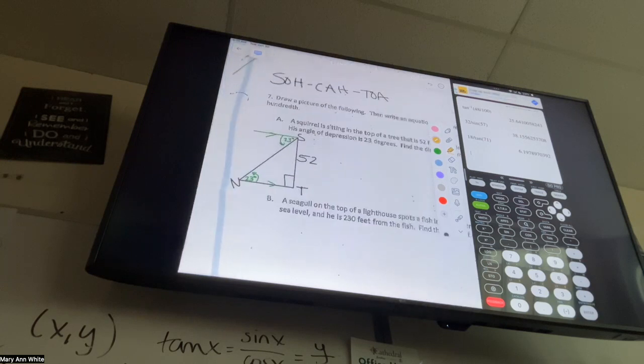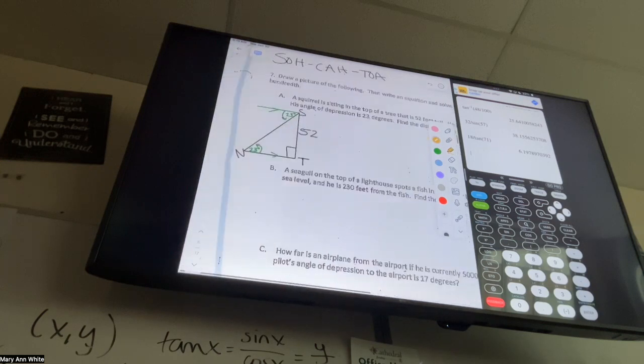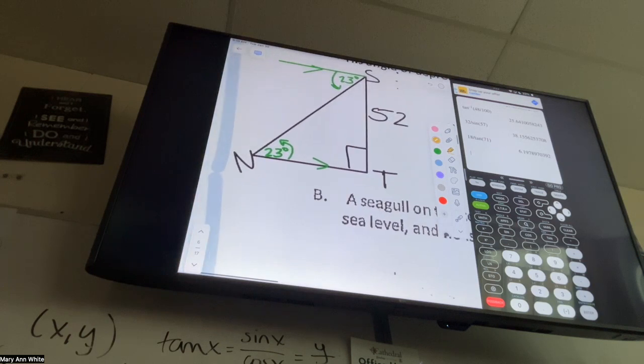And now my question is, find the distance from the nut to the base of the tree. That is going to be that bottom distance, the base, and I'm going to just write X there. That's why I label N and T and S, so I kind of know what's going on in the picture, and I don't just label any side X. It's from the nut to the bottom of the tree, so it's that bottom side.